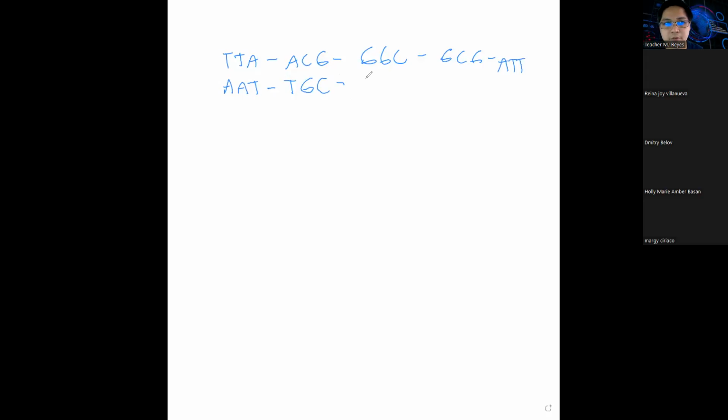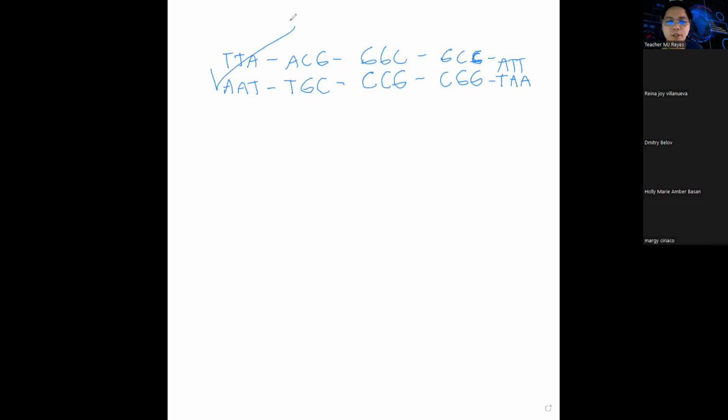Can you hear me? Can you see my whiteboard here? Yeah. Okay. Guanine is always paired with cytosine, so the complementary strand here is cytosine and guanine. How about this codon? We have guanine, cytosine, so we have cytosine, guanine, guanine. How about ATT? Adenine, thymine, thymine. We have thymine, adenine, adenine. So this is now the complementary strand of that particular DNA template.